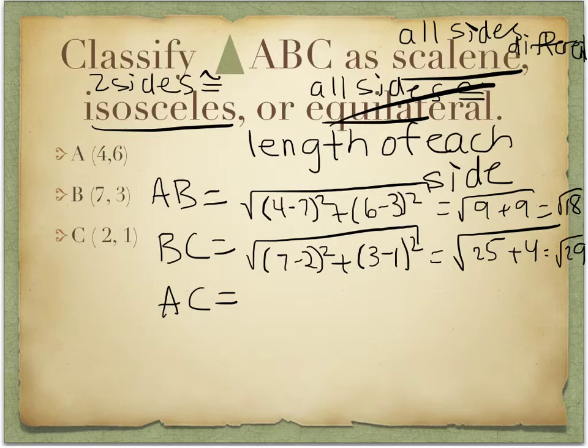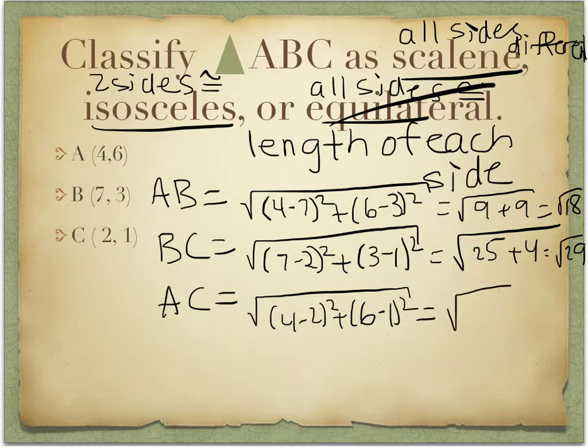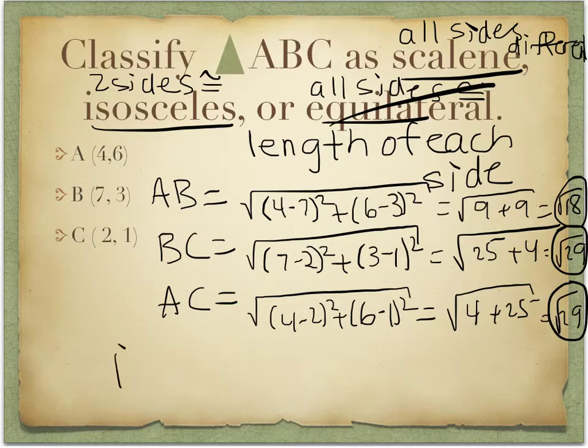And then we find the distance between AC, that's 4 minus 2 squared, plus 6 minus 1 squared. 4 minus 2 is 2, square that and you get 4. 6 minus 1 is 5, square that and you get 25. So the distance between AC is the square root of 29. So we have the distances being the square root of 18, the square root of 29, and the square root of 29. So two of them are the same size, so this triangle is isosceles.